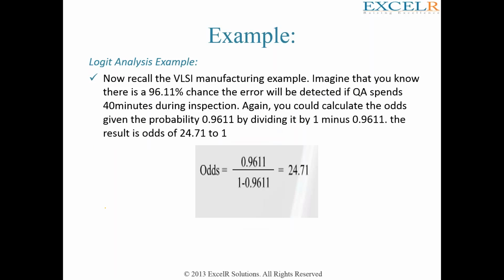Right? So we are taking that conversation further here. Now remember that VLSI manufacturing example which I've shown you, and based on that we have calculated 96.11% chance, right, that a person is going to, or a QA department is going to detect a defect if they spend 40 minutes inspecting the product.